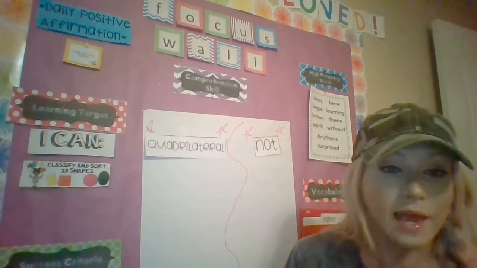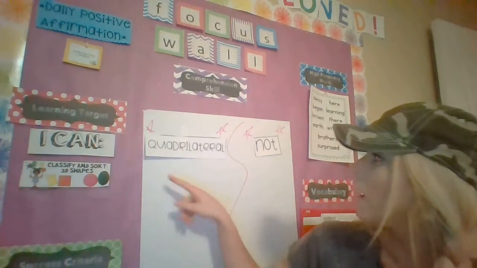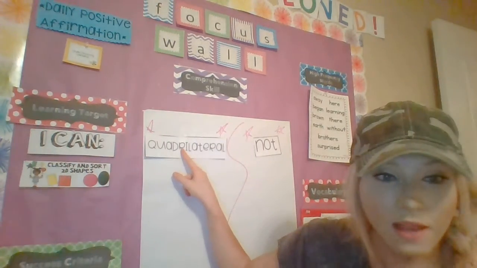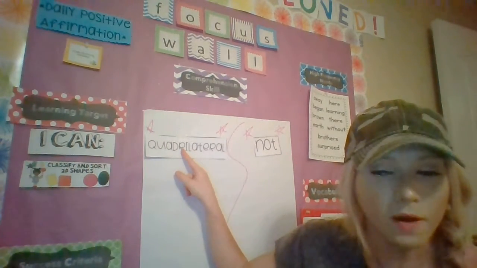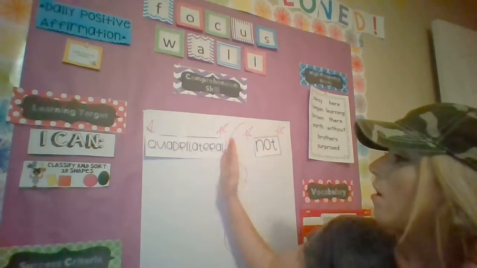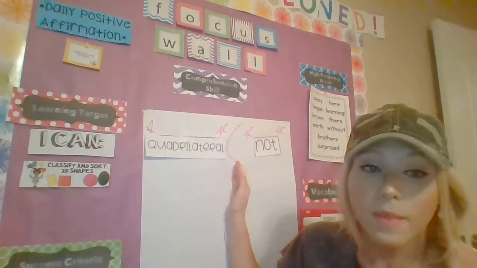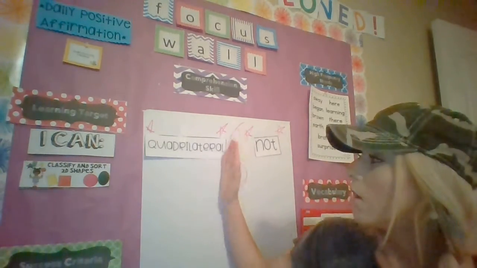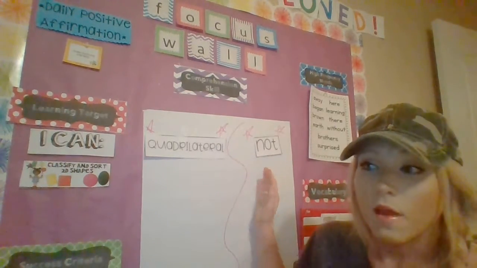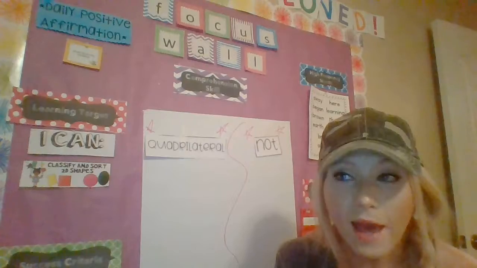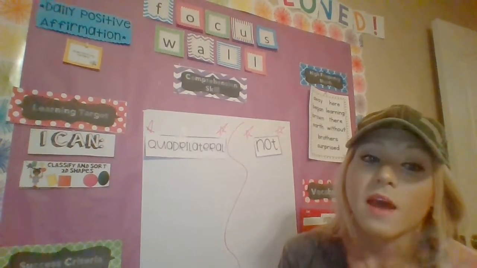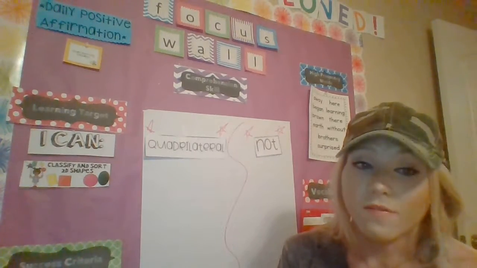So the 2 groups are over here. The first group is quadrilateral. Ooh, that's a long, fancy geometry word. And then the other group is not. So that means basically we're going to be separating the 2D shapes into shapes that are quadrilaterals and shapes that are not quadrilaterals. So first you got to learn what a quadrilateral is. Maybe you've heard that word before, maybe you haven't. I think it's a new geometry vocab word for 2nd grade.